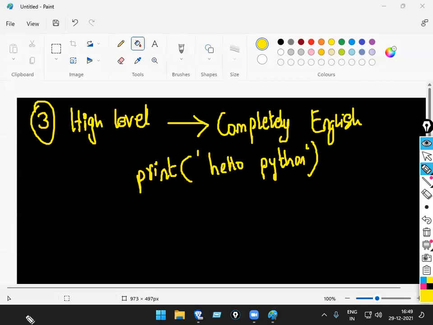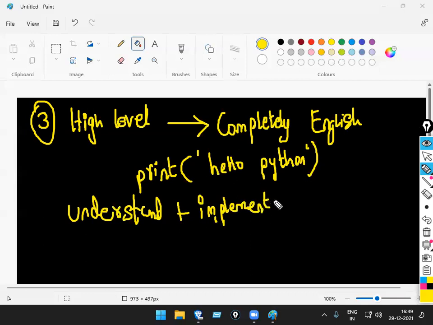implement. Humans are able to understand plus implement. When I say implement, it means you are doing some kind of project or something in real time. It is called implementation. That is high level. So how many levels do I have? Lower level, middle level, high level.